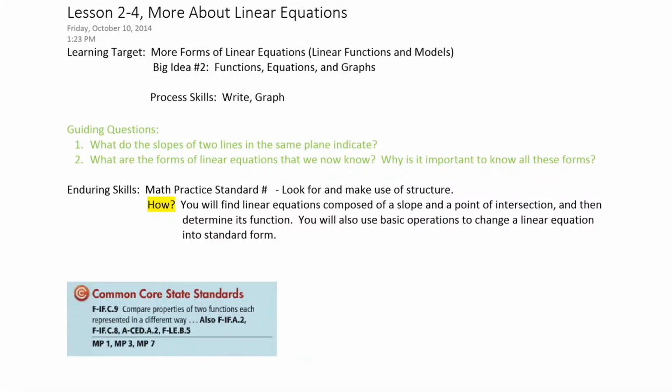In Lesson 2.4, we're going to be learning a little bit more about some linear equations and adding a few different types. We're still in our big idea number 2, function equations and graphs, and we'll be writing equations and graphing them. Our guiding questions: what do the slopes of two lines in the same plane indicate?